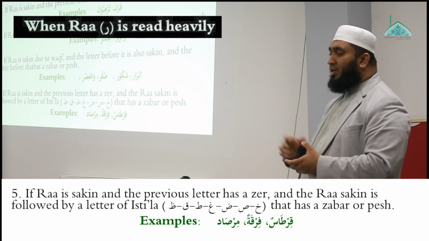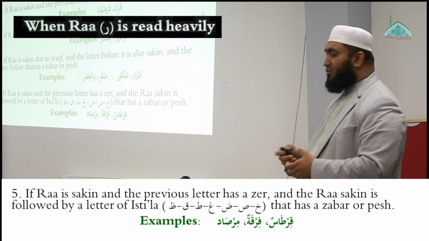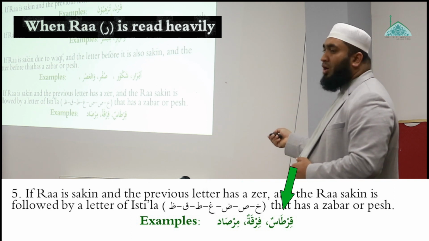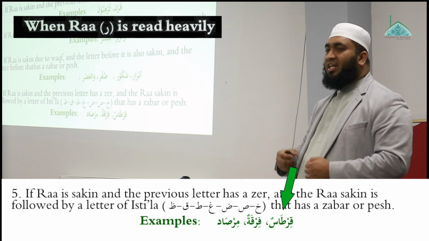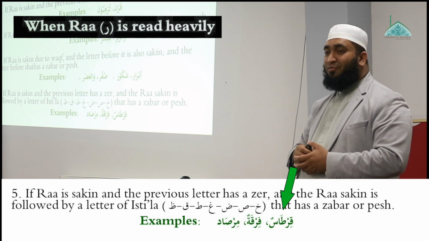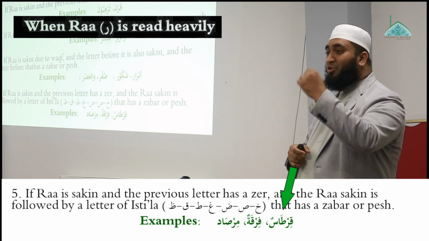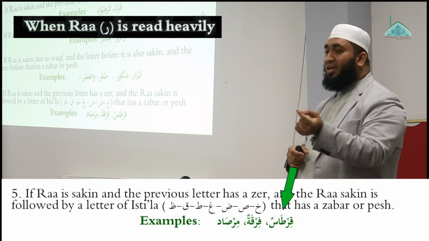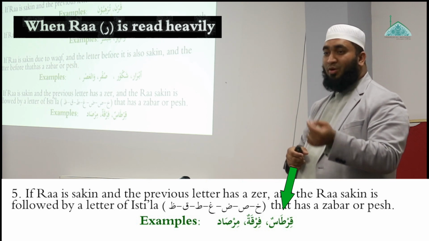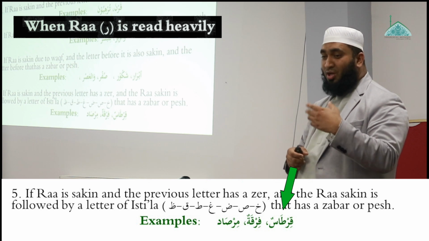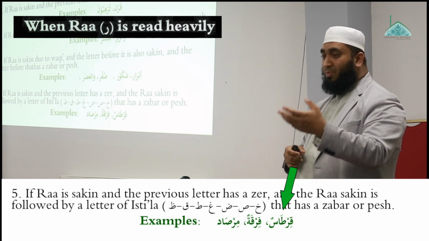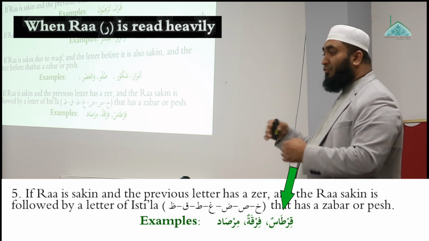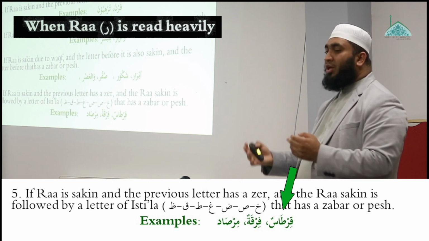Ra sakin, then the Ra will be heavy. So if you give an example, you see. So example is qirtas. Now if you say qirtas, if you make Ra barik, then you will have to make the Ta barik too. And if you make Ta barik, it will become Ta. Now you can't make Ta barik because if Ta becomes barik, it will become Ta. So this is why Ra follows the Ta. This is why Ra will be heavy.